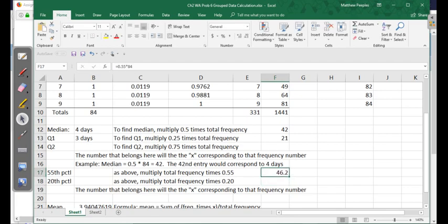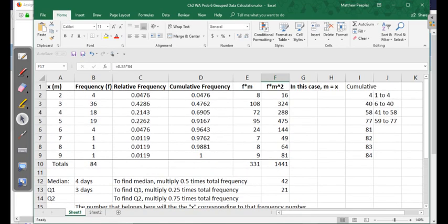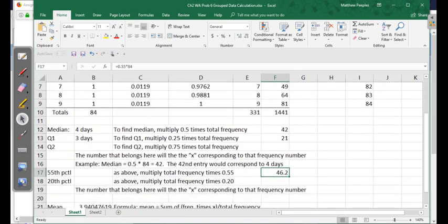Well, 46.2 falls in the category from 41 to 58 days, and that's 4, right? So that's 4 days. 4 days is the one that falls within my category. So these are my answers right here. I'm going to leave you to do these other ones. I'm not going to do all of them, but I thought it would be helpful for you to see at least a couple of how I'm figuring out my percentile there.